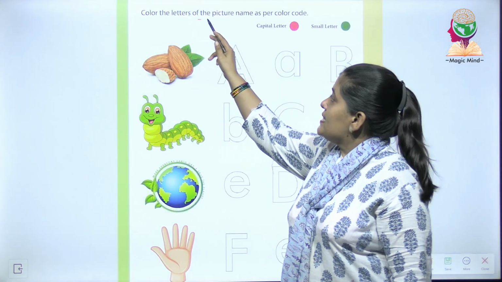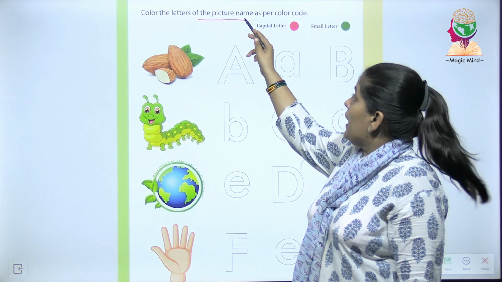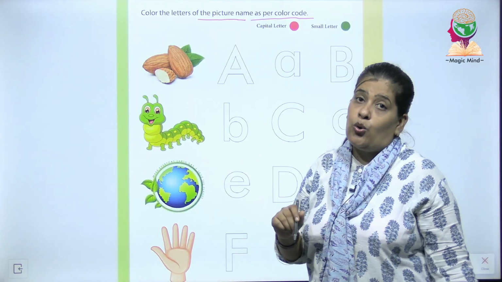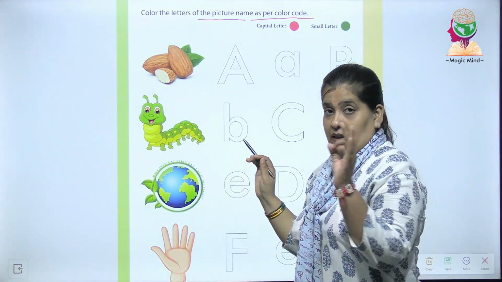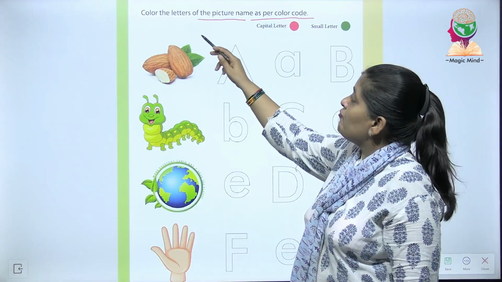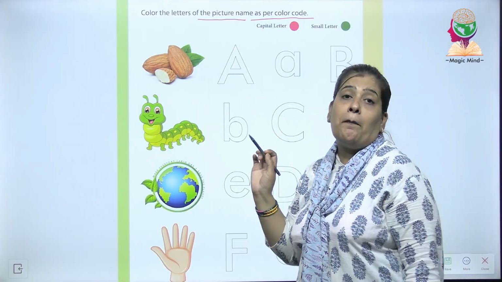Now color the letters of the picture name as per color code. Now you have to color the letters of the picture. The picture is already drawn.